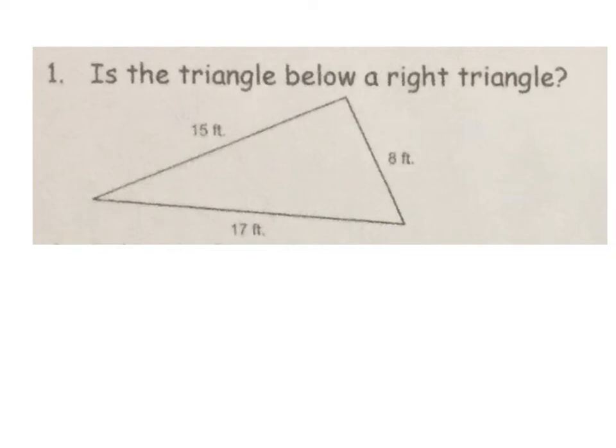Okay, question number 1. This is for homework number 4. Y'all did excellent. Everybody did excellent on their homeworks last night. So, this is for question number 1. Is a triangle below a right triangle? So remember, this is where you take your a squared plus b squared equals c squared, and you can plug it into the calculator and see if they're equal to each other and if it's yes or no. All right.